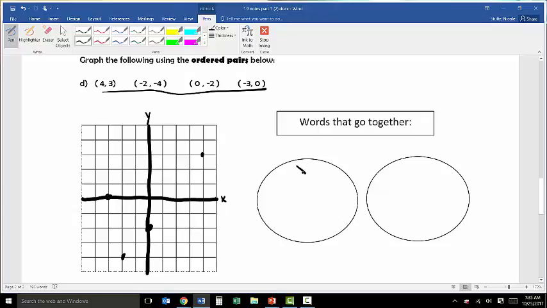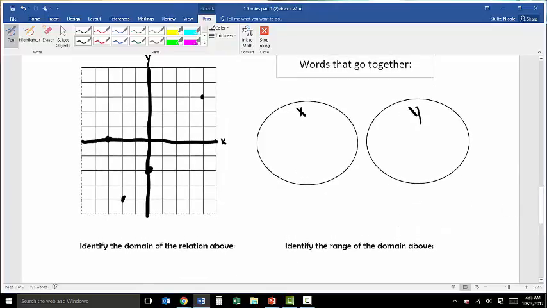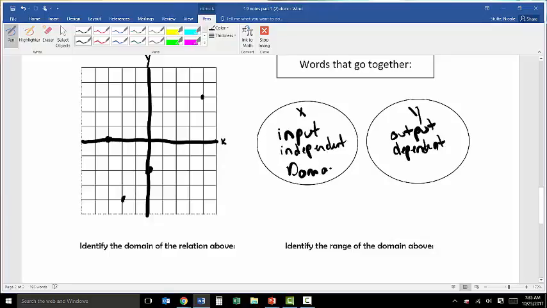So in your 2 circles, you're going to write x and y, because we need to get familiar with the vocab that's associated with them. Another word for x values would be input values. So then obviously y would be outputs. Sometimes we call x independent, and we call y dependent. We can also refer to x values as the domain, and y values would be your range. So all these words mean the same thing. They all mean x values. All these words mean y values.